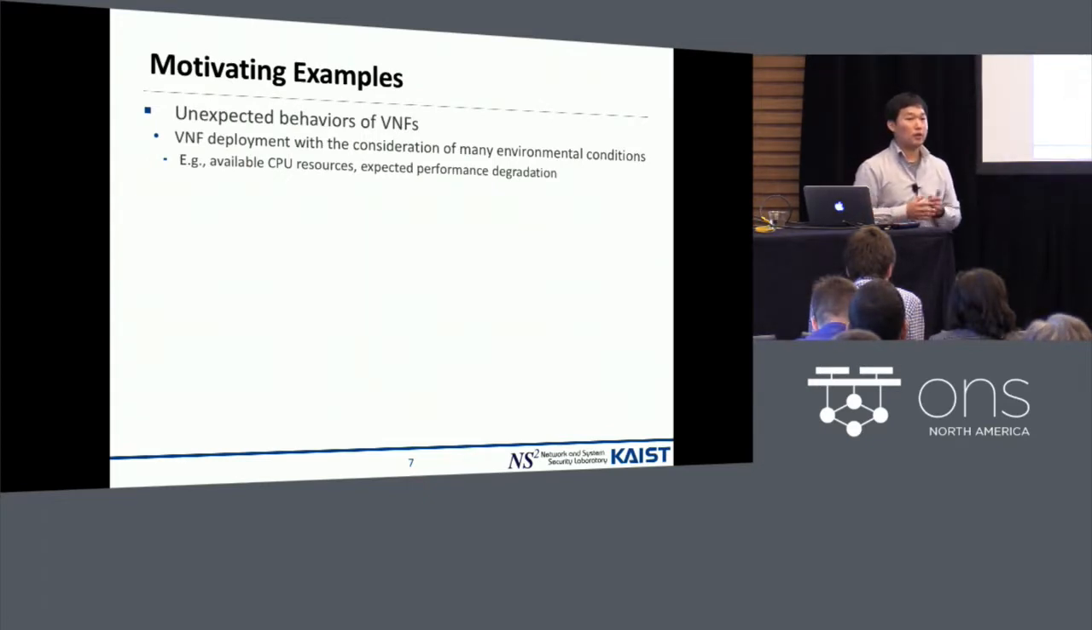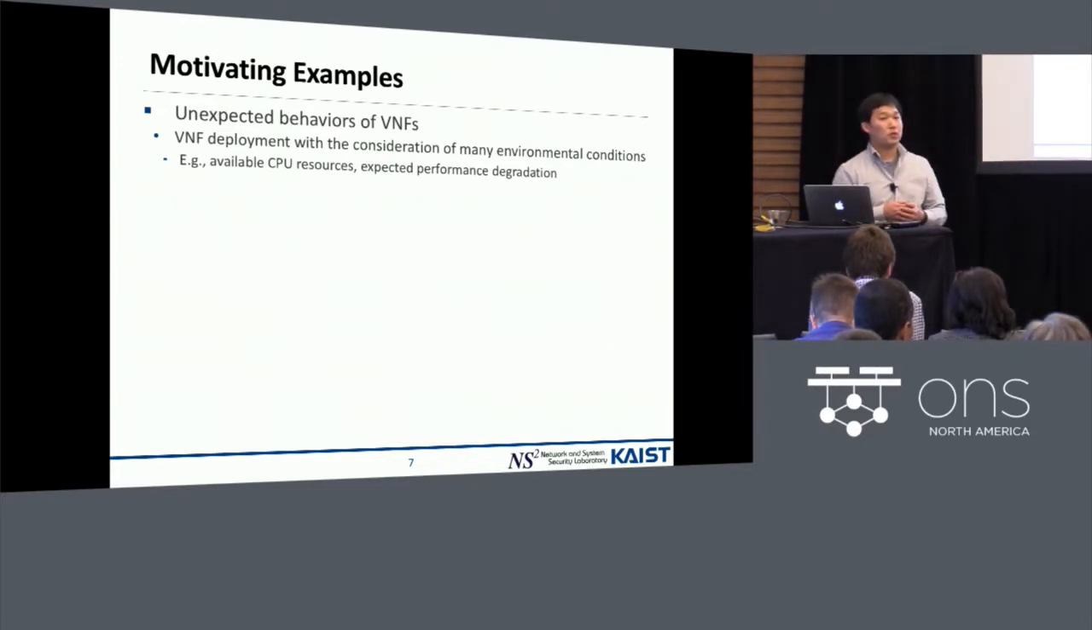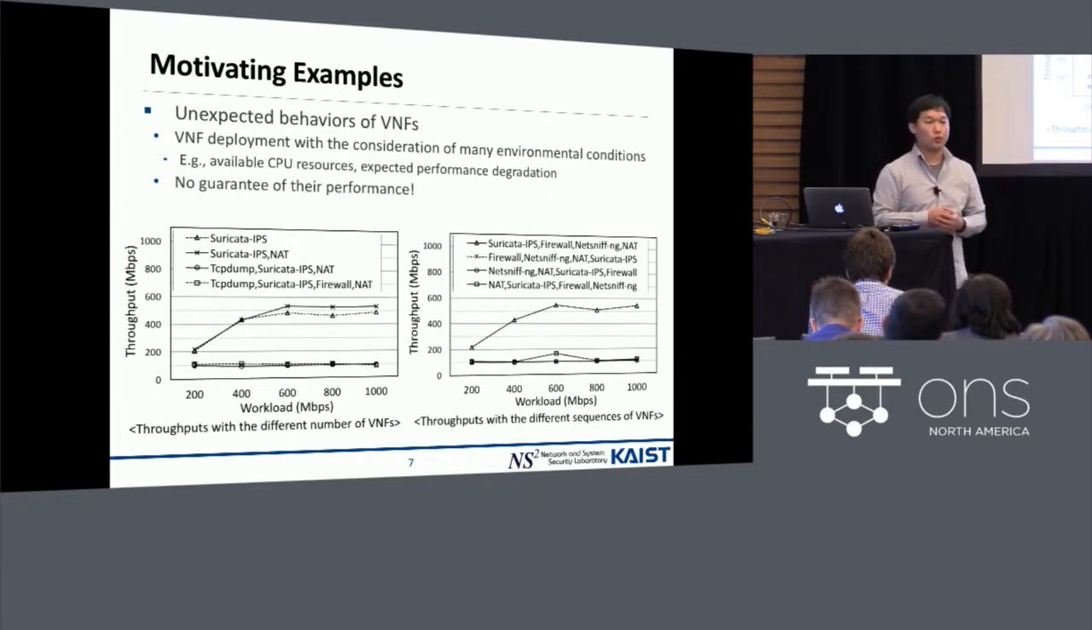So here, I'd like to introduce 2 examples that show some unexpected performance degradations. When we deploy new VNFs, we usually focus on various conditions, such as available CPU resources or expected throughputs. However, in practice, it is hard to guarantee the performance of VNFs in NFV environments.